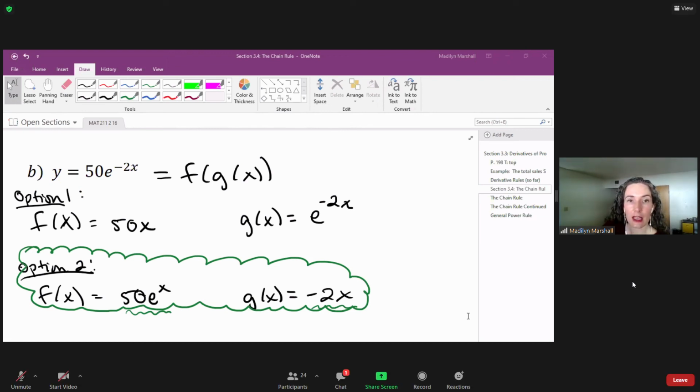We have the same question here. We're looking for f and g so that they compose to make our starting function. So go to that link in the chat and try to find f and g like we were just doing.